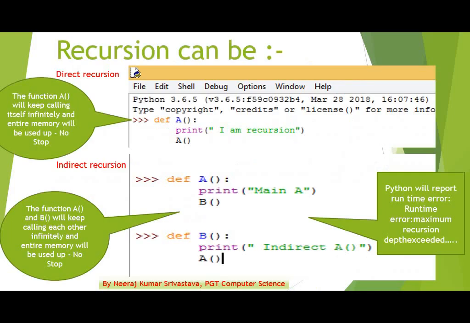For example, look at that. It can be direct or indirect. In direct recursion, we call the function within its own body, and in indirect, function A calls function B, which calls A. That is recursion. In both cases, the loop will be infinite, and in Python, it shows an error: maximum recursion depth exceeded. How to overcome the infinite loop?